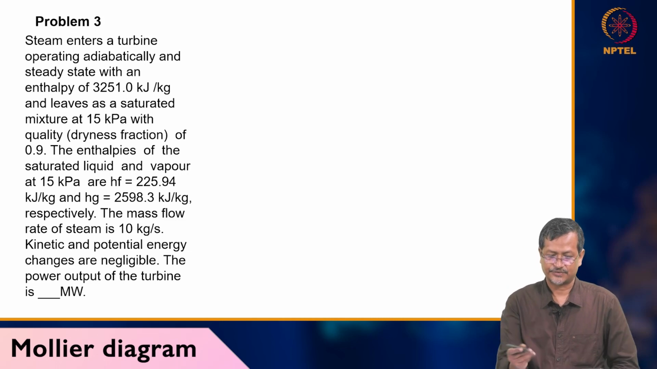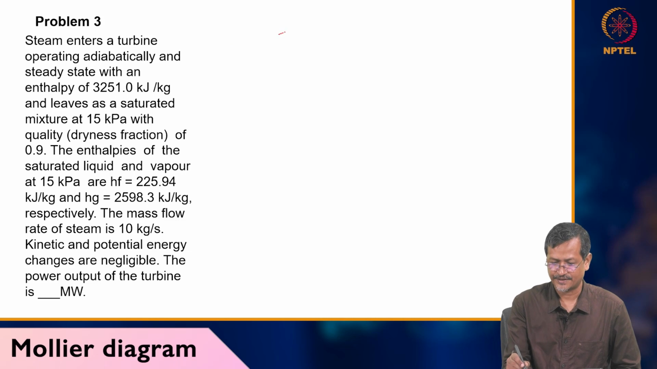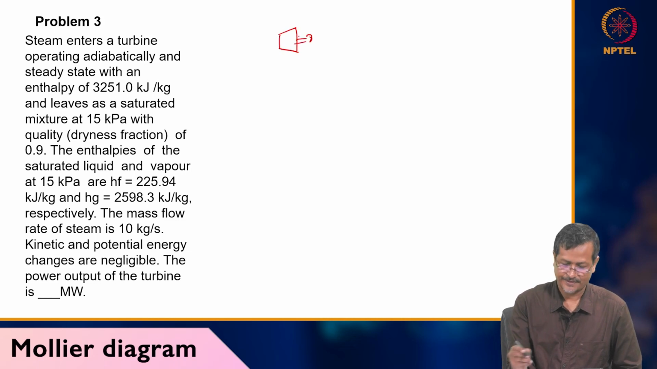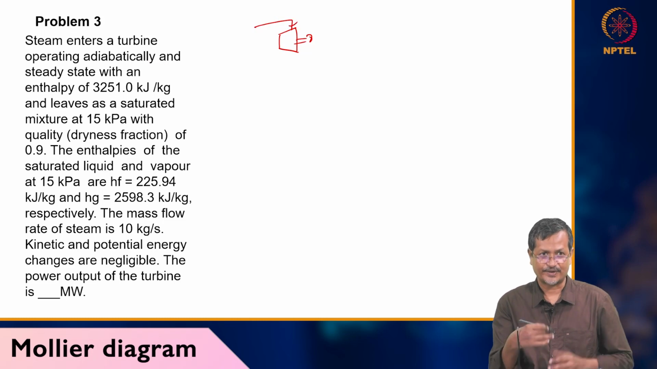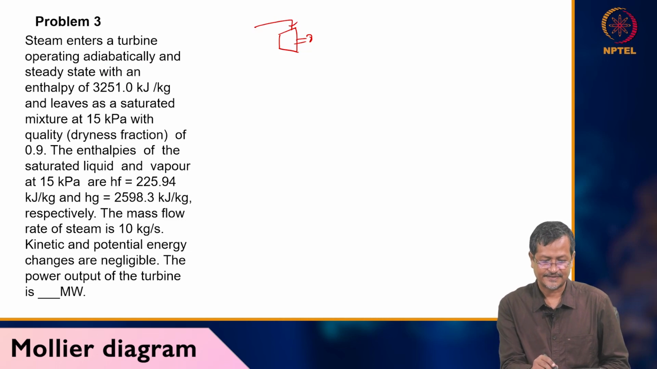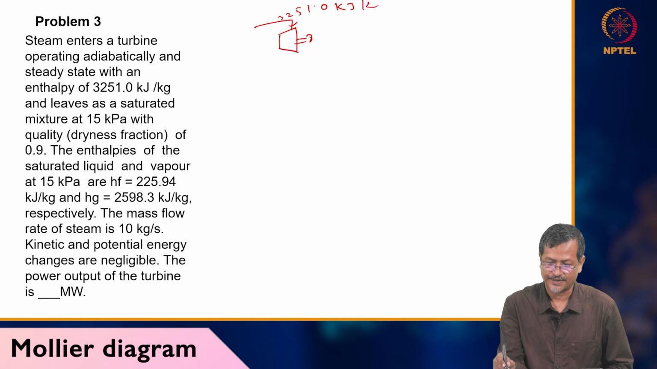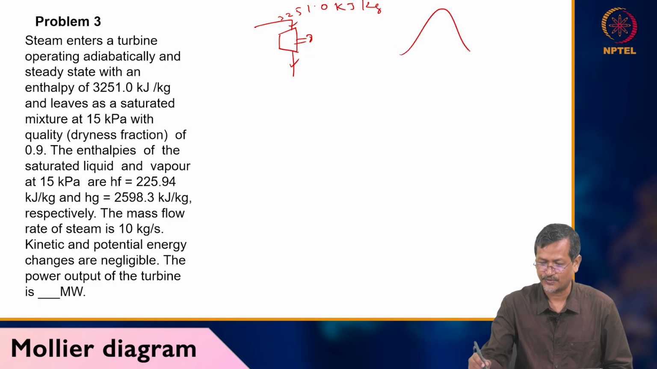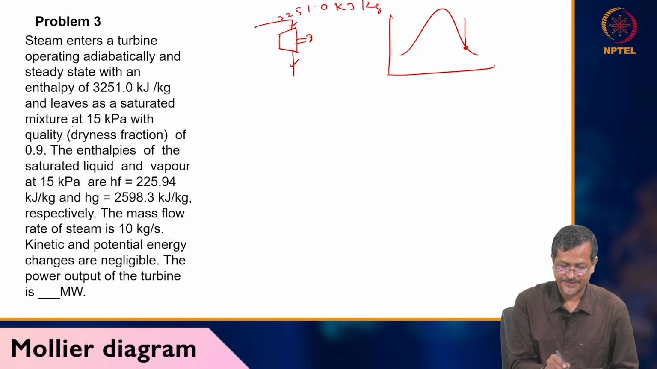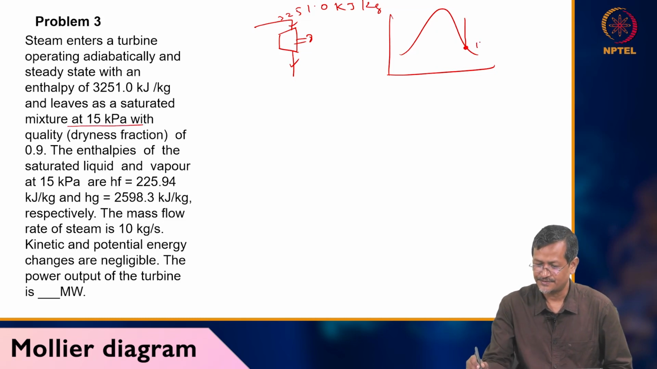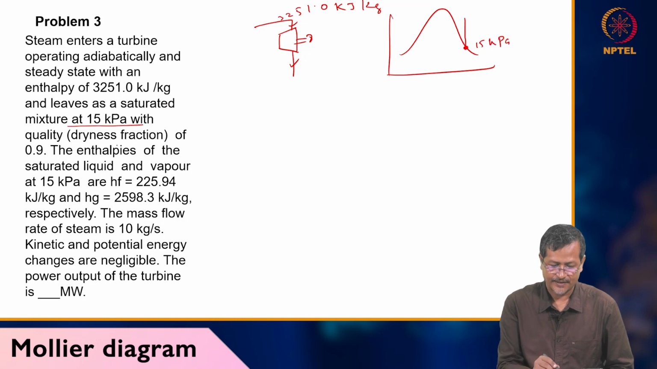Steam enters a turbine. So first you draw this steam cycle, steam entering turbine. So I have the turbine. Steam entering, turbine operating adiabatically. We are assuming there are no heat losses, and steady state, with an enthalpy of 3251.0 kJ per kg, and leaves as a saturated mixture. Saturated mixture is leaving, so I have to draw one TS diagram also, right? Leaves as a saturated mixture at 15 kPa.